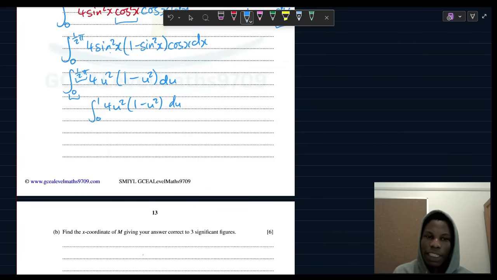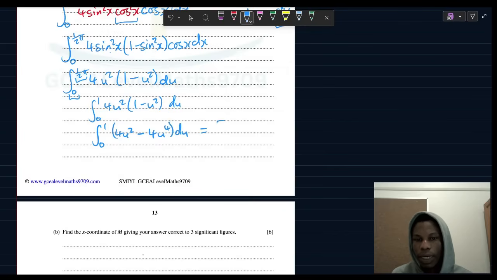And so at this point, you can just multiply and expand through this bracket. So we've got the integral from 0 to 1 of 4u squared times 1, which is 4u squared, and then 4u squared times negative u squared, which is negative 4u to the power 4, with respect to u. And we can go ahead and integrate this. So if you integrate 4u squared, it's going to be add 1 to the power, that's 3, divide by 3, minus 4u, add 1 to the power, that's 5, divide by the new power. And this is from 0 to 1.